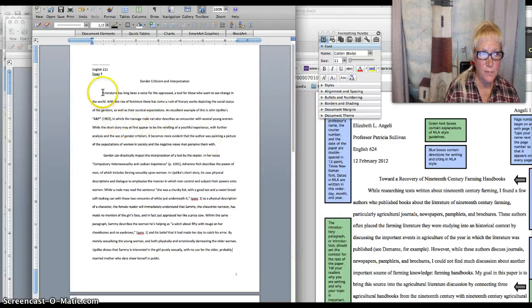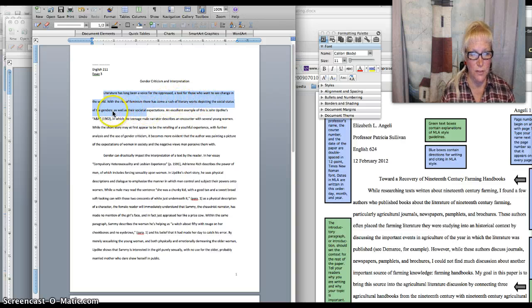So this is essay 3 on gender criticism. So this is a good setup. Literature has long been a voice for the oppressed, a tool for those who want to see change in the world. This is the writer's perspective. With the rise of feminism, there came a rush of literary works depicting the social status of the genders as well as societal expectations. An excellent example is John Updike's A&P, 1962. Brilliant. The year is there.